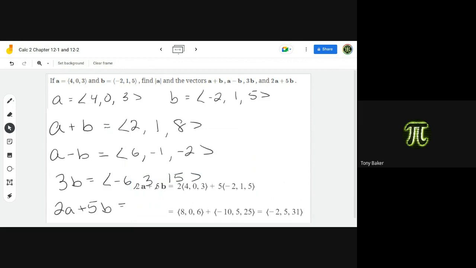So it should be -2, 5, 31. This one, you've got to do your scalar multiples first. Order of operations still applies to this. Multiplication before addition. So we multiply by 2, multiply by 5, and then we add them together.